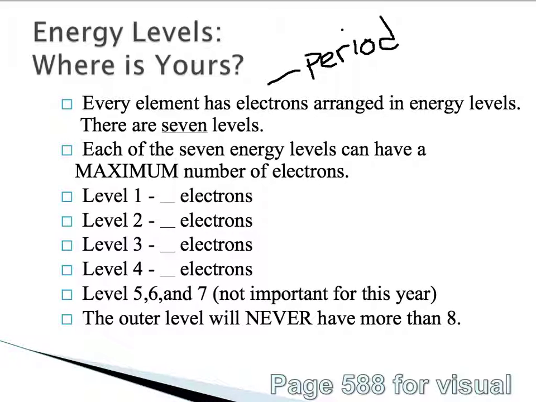In the first period, there's only 1 level of electrons, and we represent those levels as circles when we draw the diagram. So if I was drawing hydrogen, it's only going to have 1 circle around it.